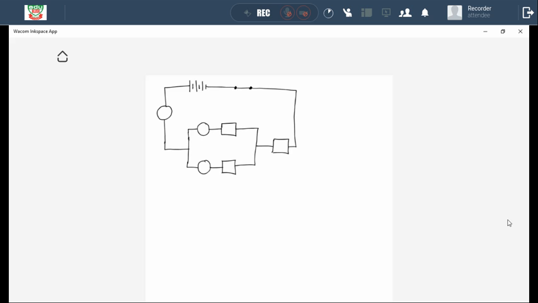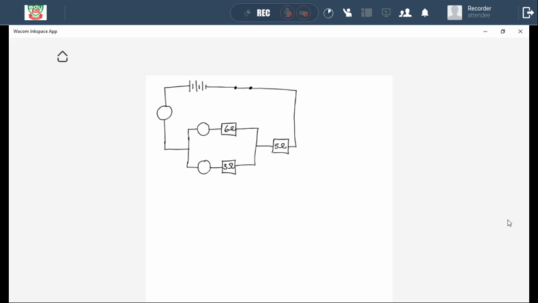Right. I want to put values to the resistors. Let me say this is a 5 ohm resistor, this is a 6 ohm resistor, and this is a 3 ohm resistor. And we want to find out how we calculate the total resistance of this circuit, and also how to determine the different voltmeter readings.